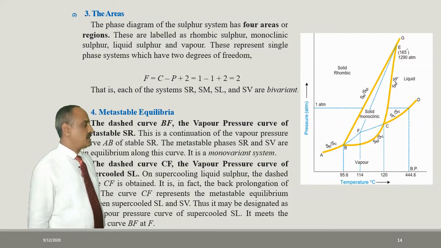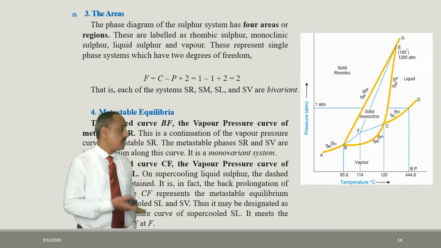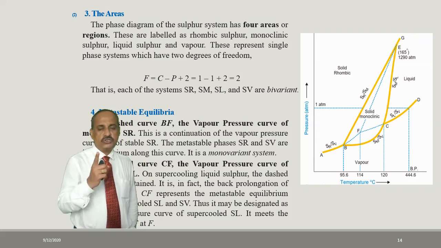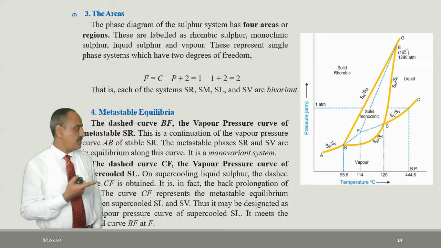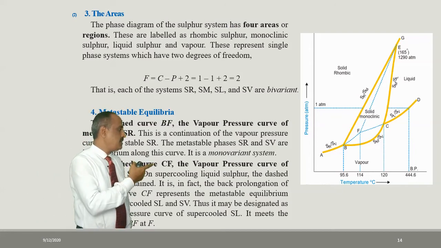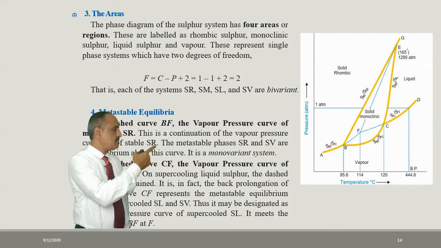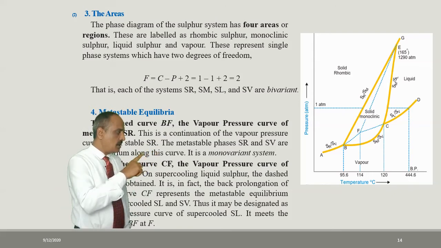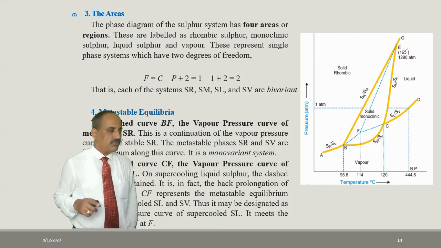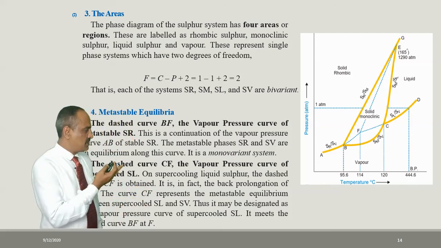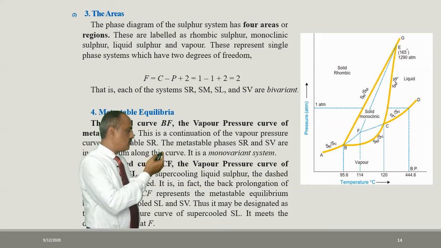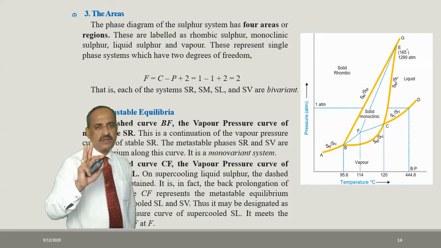Now the different areas. If you see here, each area consists of a single phase. So the phase diagram of the sulphur system has 4 different areas, that is the area under ABCD, area under ABEG, area under DCFG, and the area under PEC. If you consider all the areas, the labeling is given: solid rhombic, then liquid, again monoclinic and vapor. So 4 different areas are there.